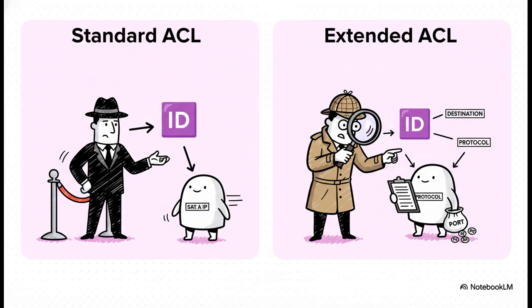Now, extended ACLs, these are the real powerhouses. They can check the source IP and the destination IP. They can check the protocol like TCP or UDP. They can even check for specific port numbers like port 80 for web traffic. This is the detail-oriented bouncer who's checking your ID, asking who you're here to see, and looking at what you're trying to bring inside. It just gives you way more precise control.